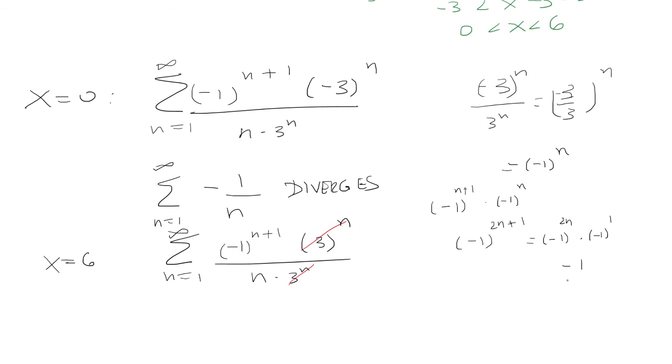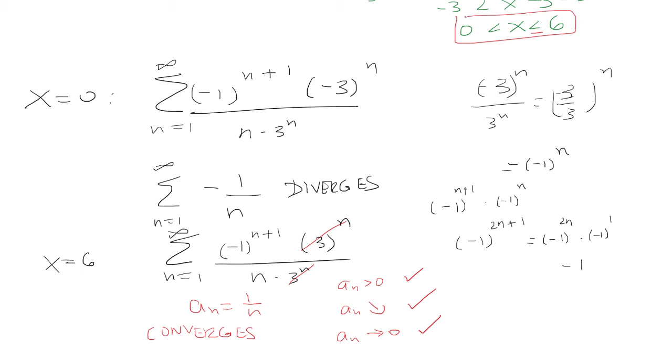And this is an alternating series now, so we have to use the alternating series test. We want to make sure that a sub n is positive, decreasing, and goes to 0. A sub n is just going to be 1 over n. That's obviously positive, obviously decreasing, and obviously the limit goes to 0. All three conditions are met. Therefore, this is going to converge by the alternating series test. So going back to our interval, we want to make sure to include 6. So this is our answer.